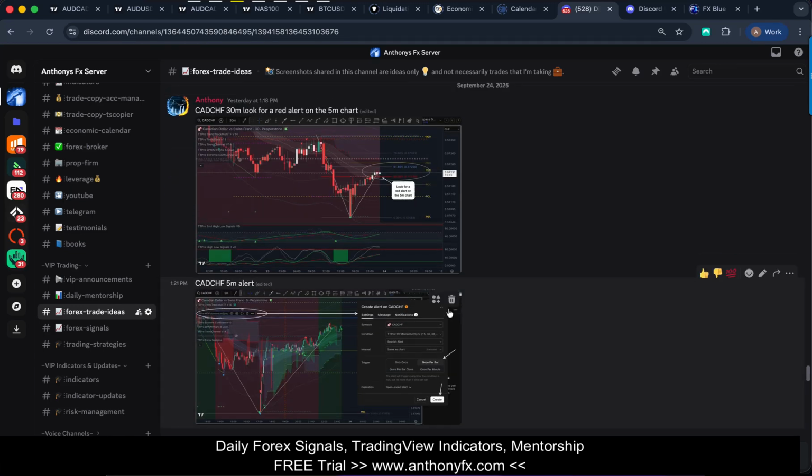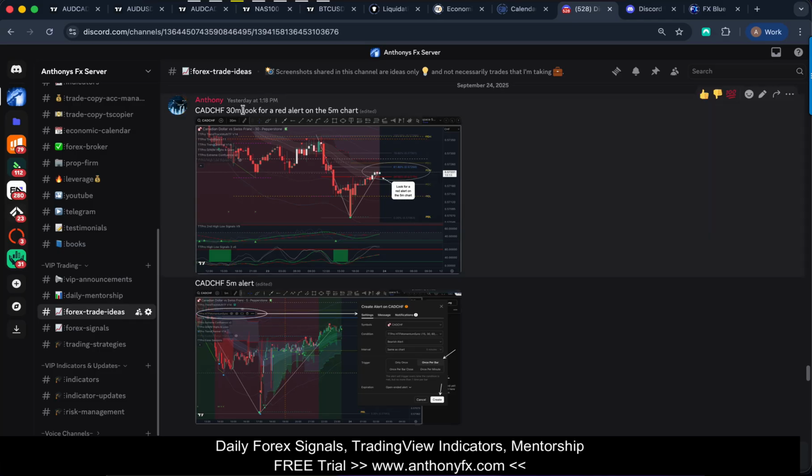Okay, traders, these are the trades I posted into our Forex trade ideas. This is specifically for those of you wanting to pass prop firm challenges trading manually. There were 4 posted yesterday, CAD, Swissy, and we'll go through and have a look and see how they turned out. So look for the red alert on the 5-minute chart was the note here on the CAD Swiss.